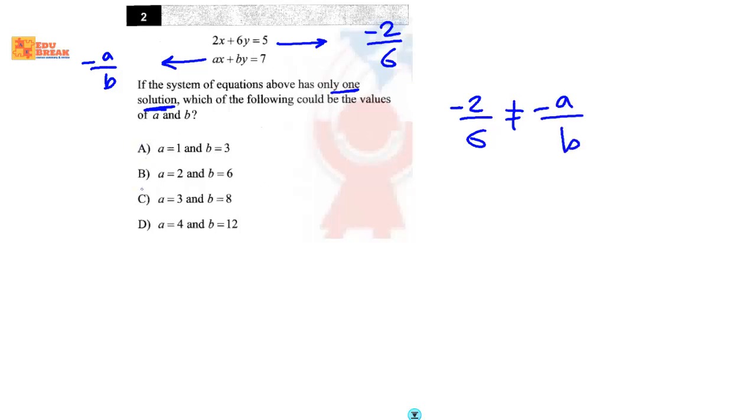If we choose A, B, C, or D, I think the answer will be C, because it will be negative 3 over 8, which is not equal to negative 2 over 6. So the answer is C.